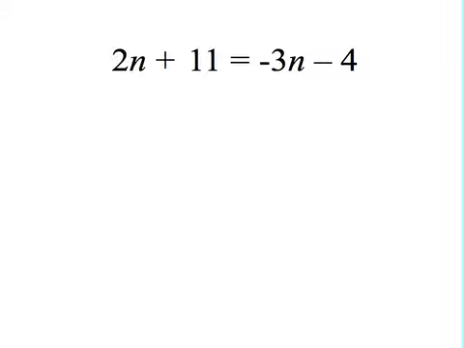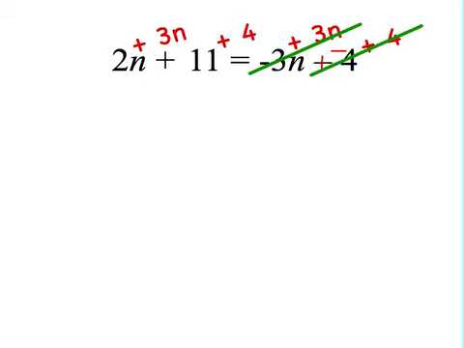Here's one more example. First, we'll apply the definition of subtraction, then we'll add 3n to both sides. We'll mark out the opposites, and then we'll add 4 to both sides. Mark out the opposites again. But perhaps you've noticed something is amiss. We have 5n plus 15, but they're both on the left side, so there's nothing left on the right side. Now this is done quite often, but it can be rectified.